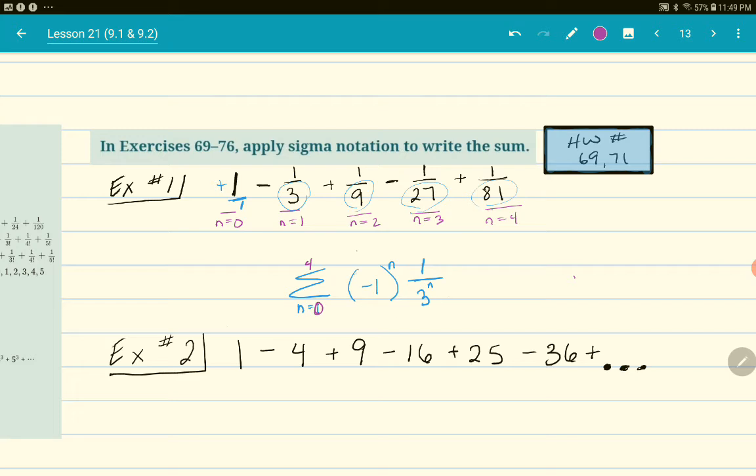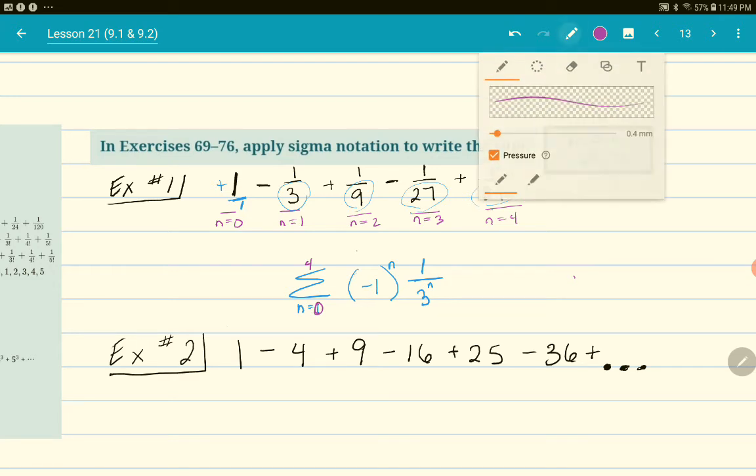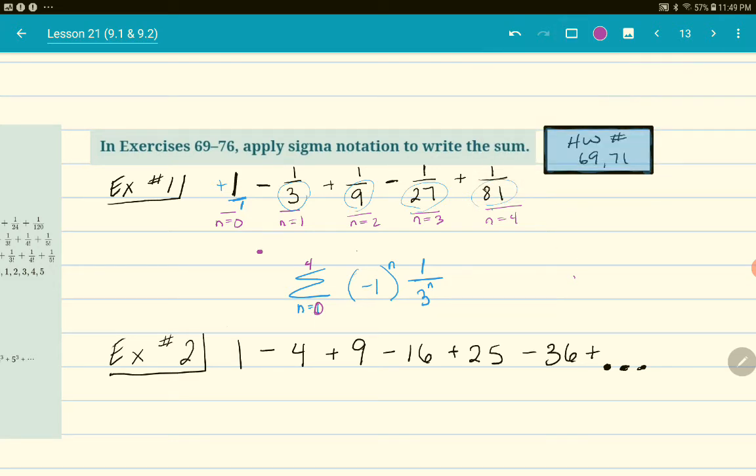So looking for some patterns, I found that I needed to start with 0 in order to get that 1 out in front. And I found I need a negative 1 to a power, so I can alternate positive, negative, positive, negative. And I looked at the numbers, those fractions, and I said, okay, well, what do those numbers have in common with the n? They are all multiplying by 3. They're all powers of 3. So that gives me this solution.